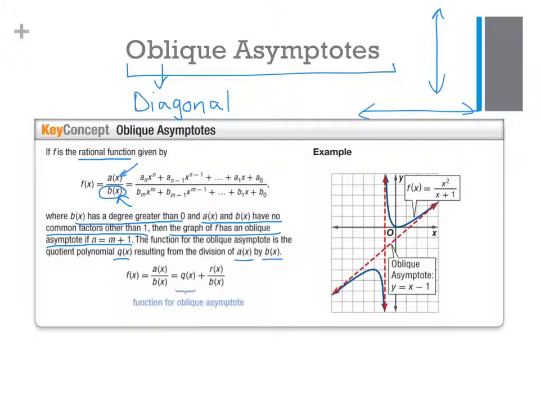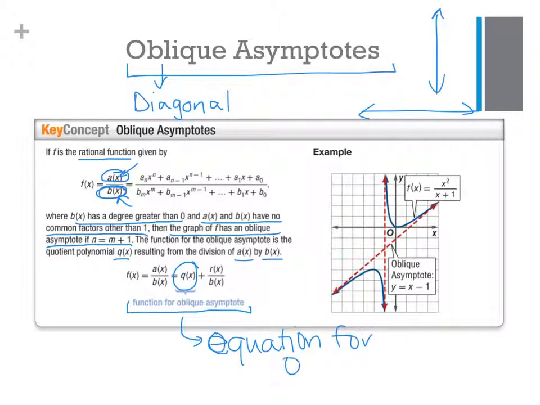So we're going to divide the numerator by the denominator. Use long division or even synthetic division if you want. And the quotient q of x is the function for the oblique asymptote. In other words, whatever your quotient is when you divide a of x by b of x, that gives you the equation for your oblique asymptote. So we'll say equation for oblique asymptote.